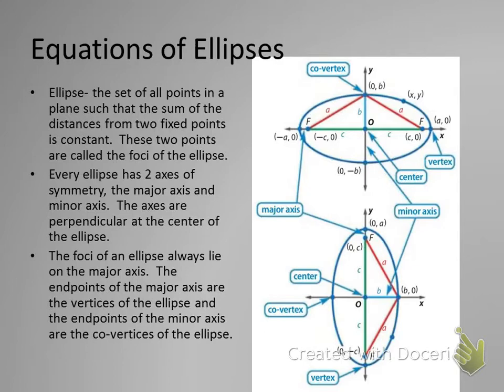More so than any other conic, you've got a lot going on here. Even with hyperbolas, there's not as much going on as with ellipses. You've got a lot of parts. Your vertices are the endpoints of your major axis, here and here, or if it's stretched vertically, here and down here. Your co-vertices are the endpoints of the minor axis, the shorter way, here and here, or there and there.